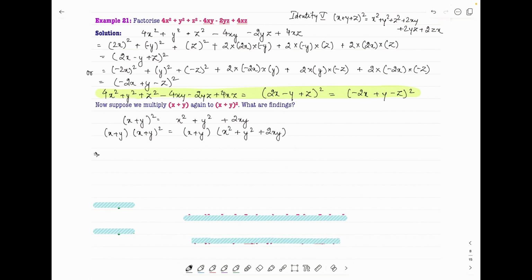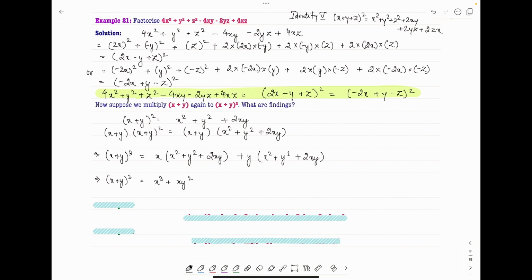So this gives x plus y whole cube. X plus y into x plus y whole square will give x plus y whole cube. Now I will multiply this. Multiply x into x square plus y square plus 2xy, plus y into x square plus y square plus 2xy. Got my point? So x plus y whole cube equals x into x square is x cube, x into y square is xy square.